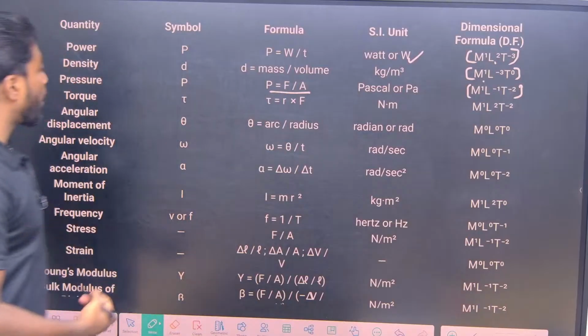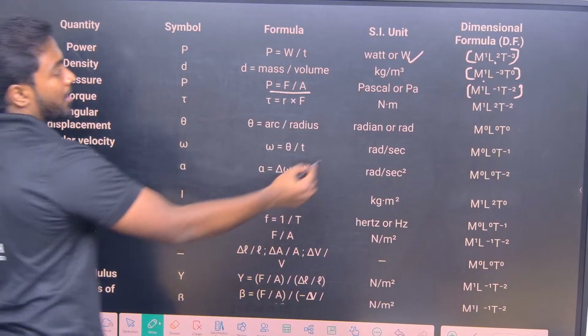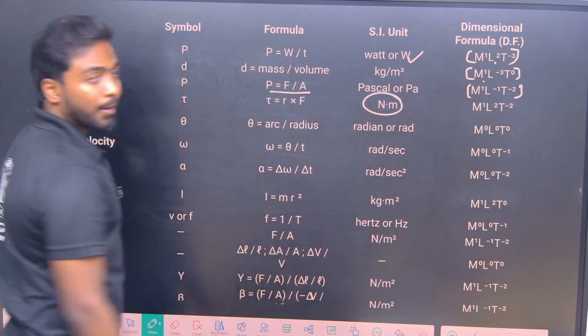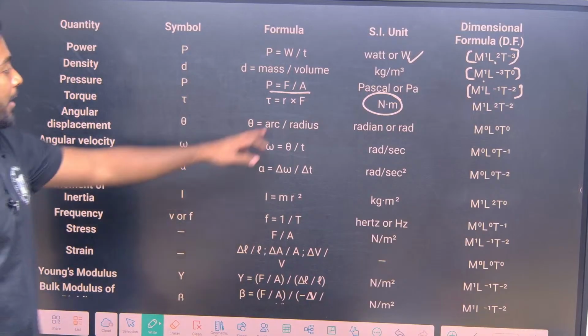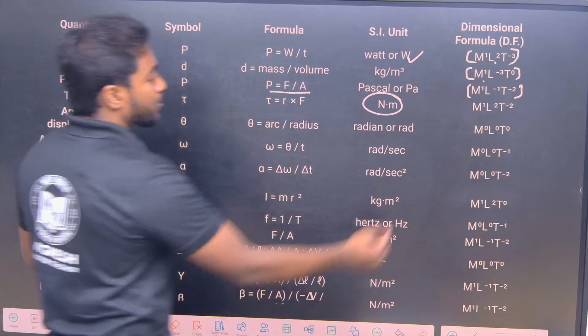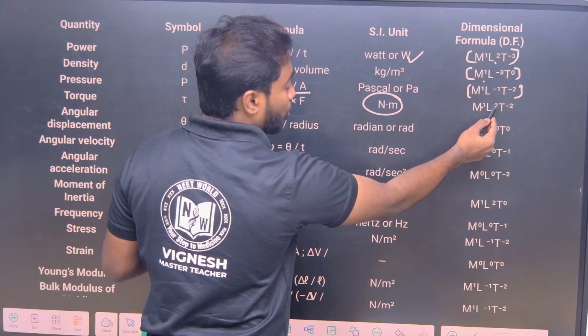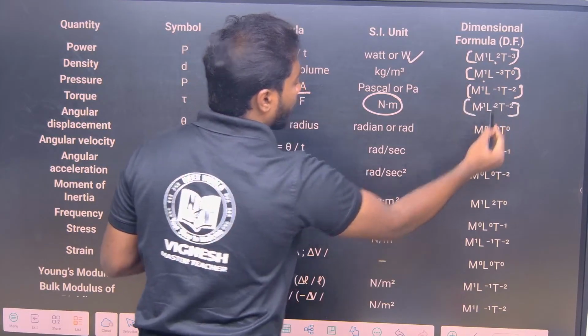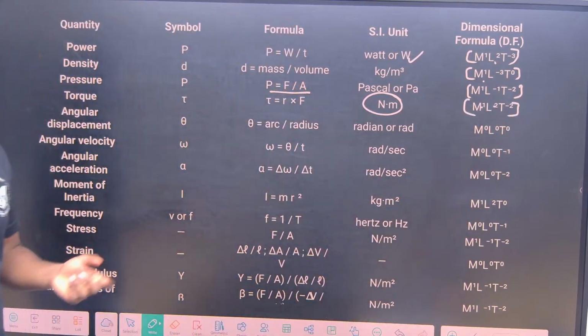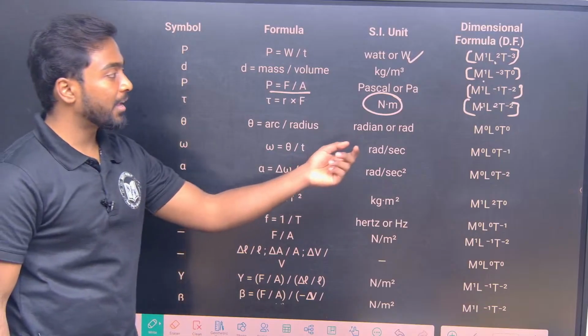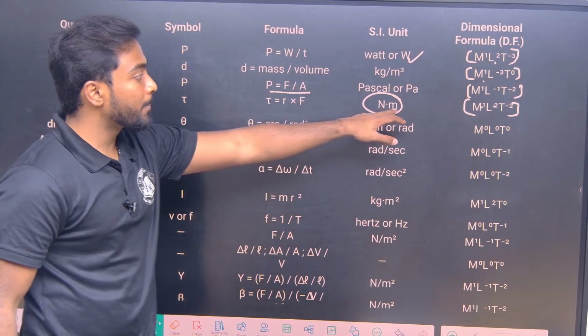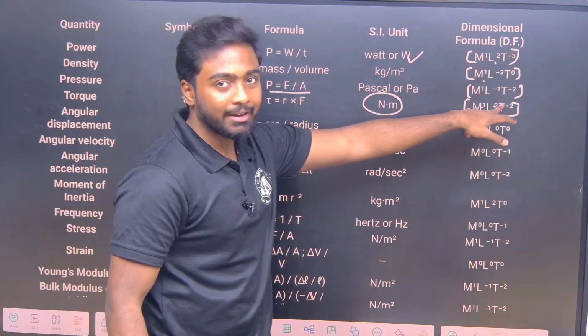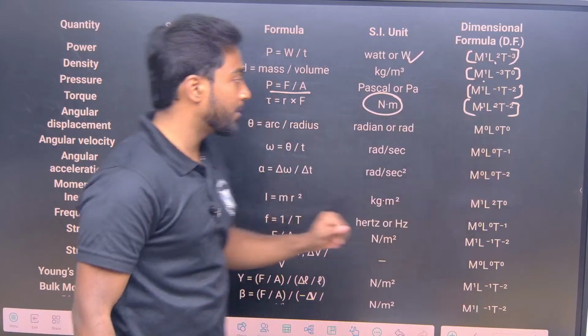Then what about torque? SI unit is Newton meter. R cross F is the formula. So M power 1 L power 2 T power minus 2. We know the dimensional formula for force is M L T power minus 2. Into meter, so we are adding L, so L square T power minus 2 will be there, that's it.